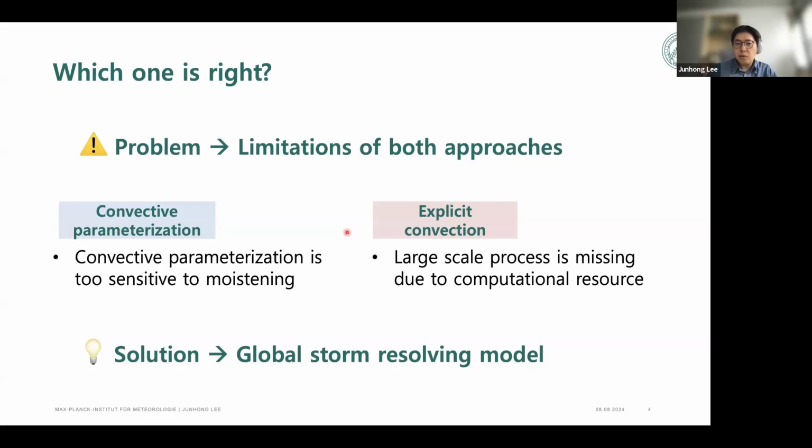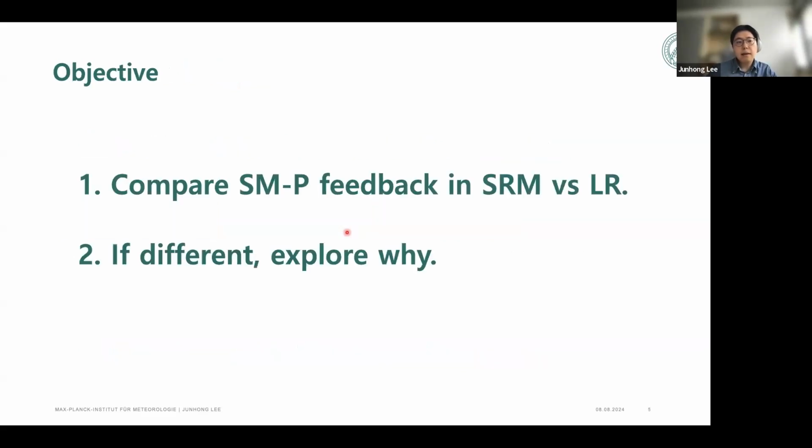So with this valuable simulation result, I'd like to explore and compare the sign and strength of SMP feedback in the storm resolving simulations and low resolution simulations. And then if I find they are different, explore why.